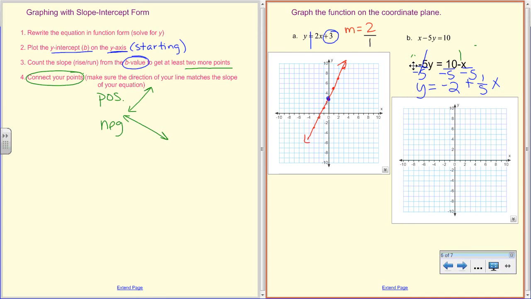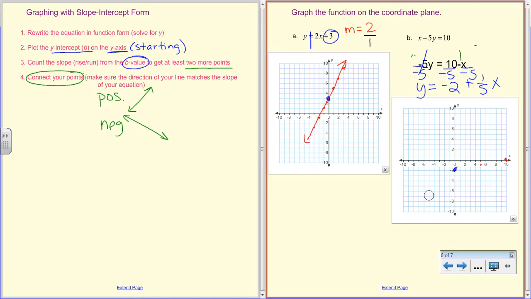Cheyenne, where am I going to start my graph at? Good job, guys. It doesn't matter what comes first or second. The b value is always the constant. So start at negative 2. It's a positive slope, so I'm going to count up 1 over 5. Up 1 over 5. That kind of makes my entire right-hand side. So now I'm going to go down 1, and I'm going to go back 5.